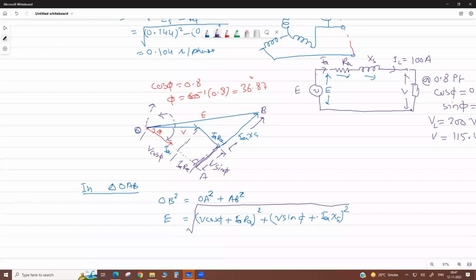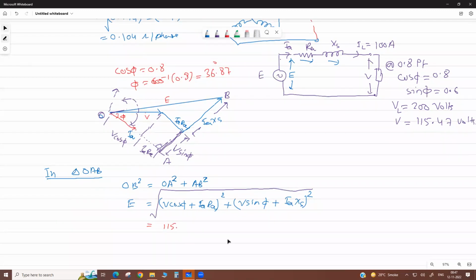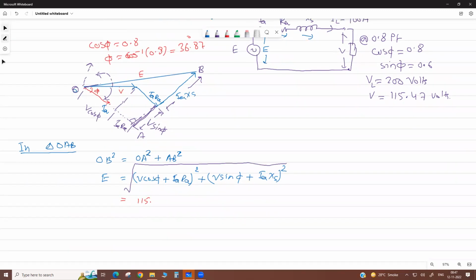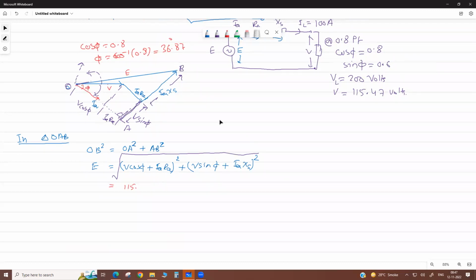This is at lagging power factor. At leading, this minus sign will come. So here he is asking only for lagging. Then okay, now you put the values here. All the values. V comes here as 115.47.